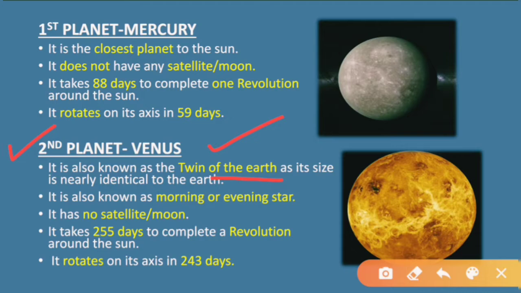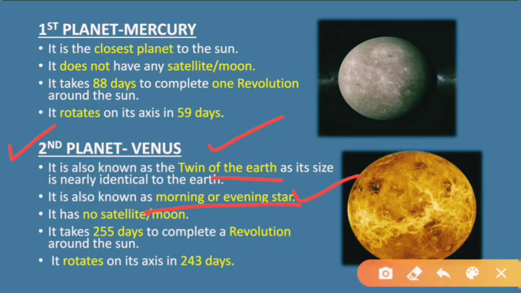And how is it similar? It is similar in size. Now, Venus is also known as morning or evening star. Why is Venus also known as morning or evening star? Because it is easily visible in the sky in the early morning and early evening. That is why it is known as morning or evening star.